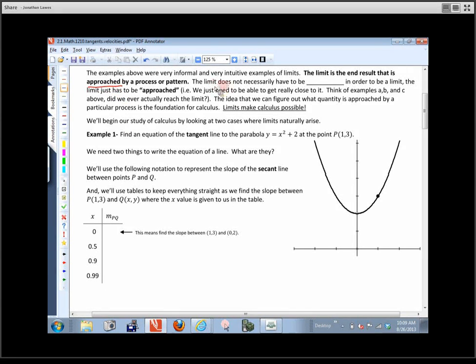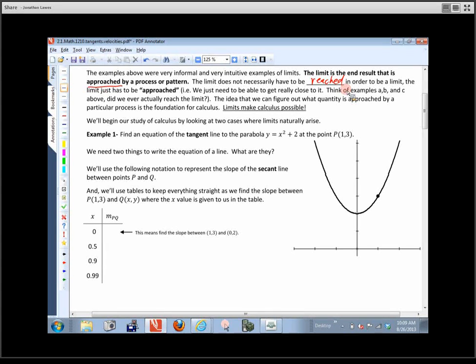Okay? The limit does not necessarily have to be reached in order to be the limit. So we didn't actually reach 0 in part A. We didn't actually reach the wall in part B. Okay? And we didn't actually get a whole stack of paper here that was equal to one whole piece of paper there in that example. So it just has to be approached, all right? Just has to be approached, okay?